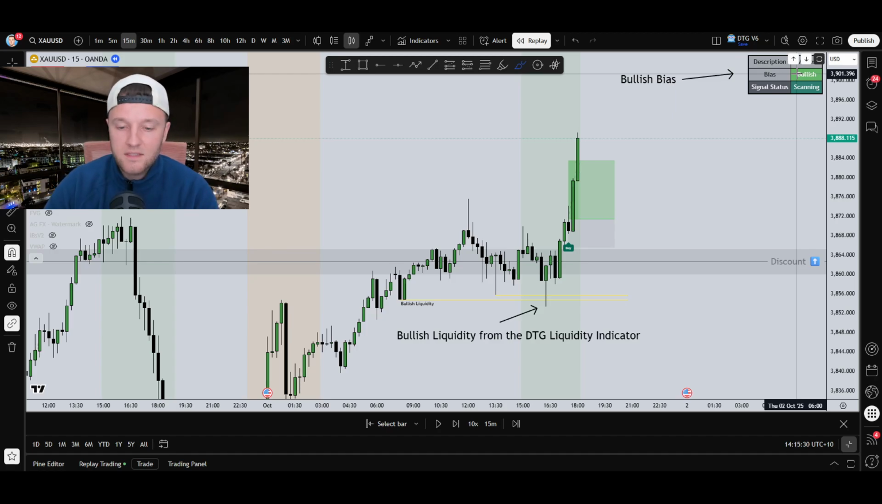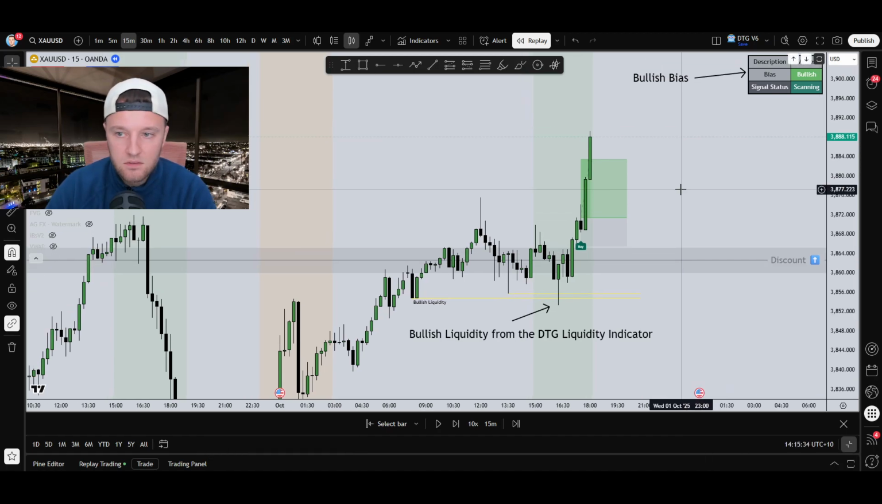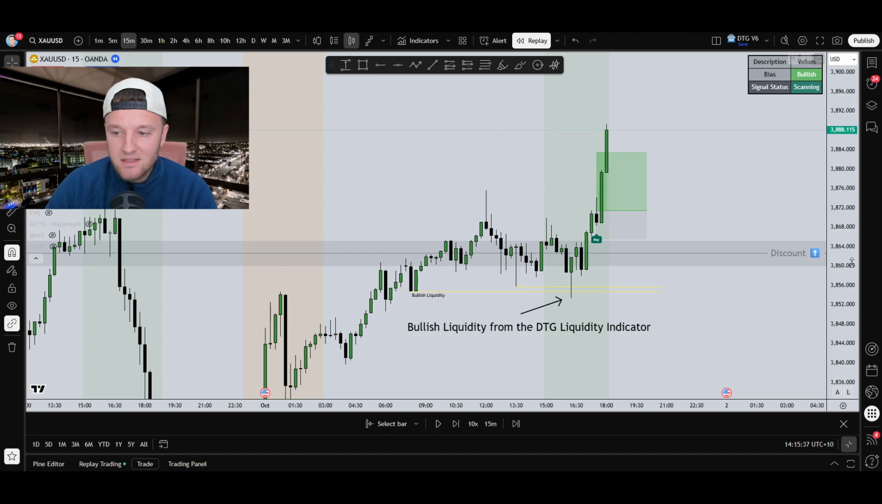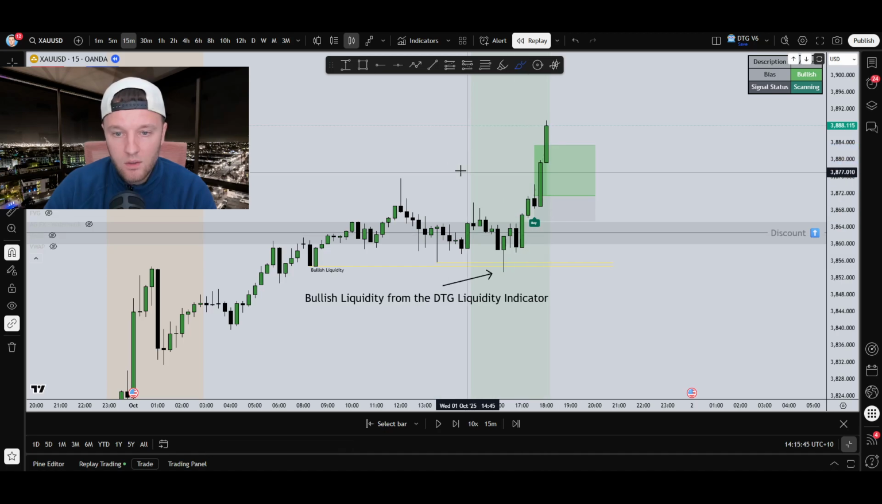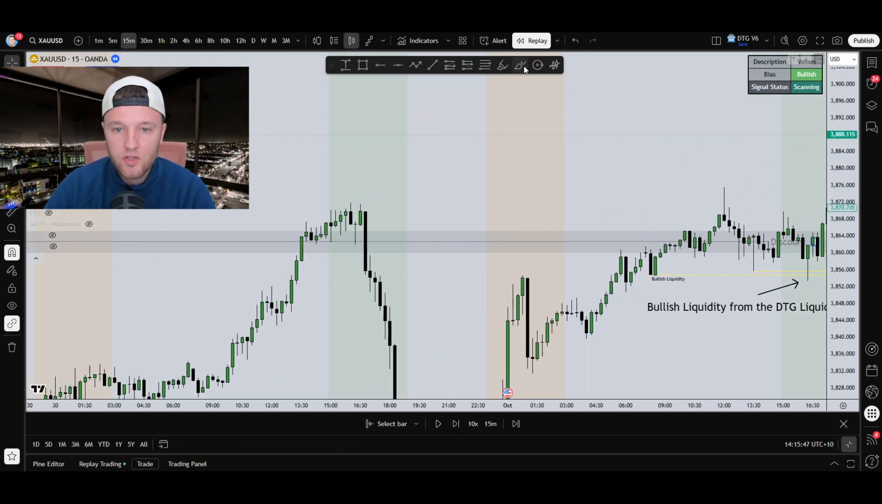Step two is then we need discount. Now, the important thing to look at here is that this green highlighted area on my chart is my first trading window. If I zoom out a little bit, you can see we have 3 trading windows. We have the first window, the mid window, and the second window.